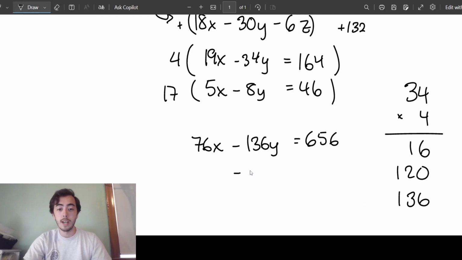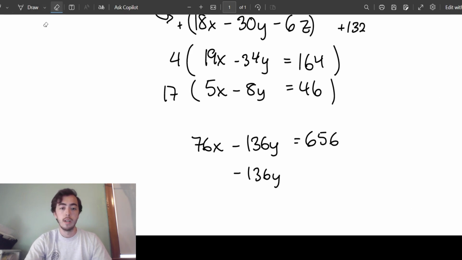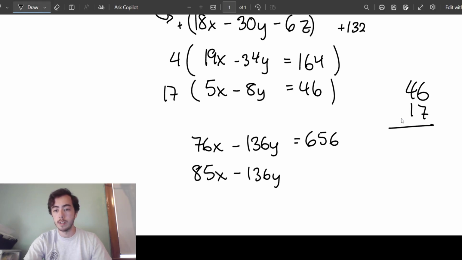All right. And then now we need to multiply through that 17 to the other equation. 17 times 8, I'm hoping, is 136. I didn't actually do that in my head. I just kind of trusted my math from earlier. 17 times 5 is going to be the same as 50 plus 35. So that's going to be 85x. And then 17 times 46. I don't have any quick tricks there, so I'm just going to run through the long multiplication.